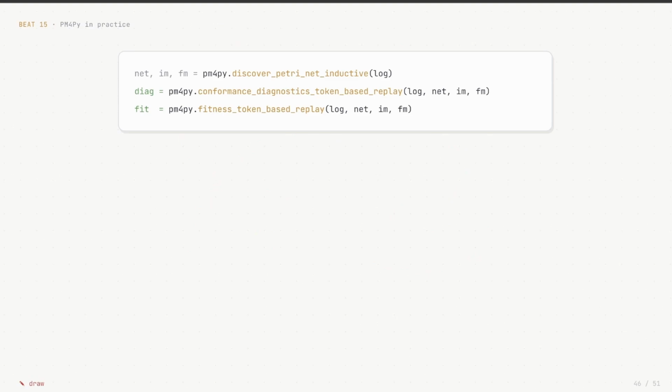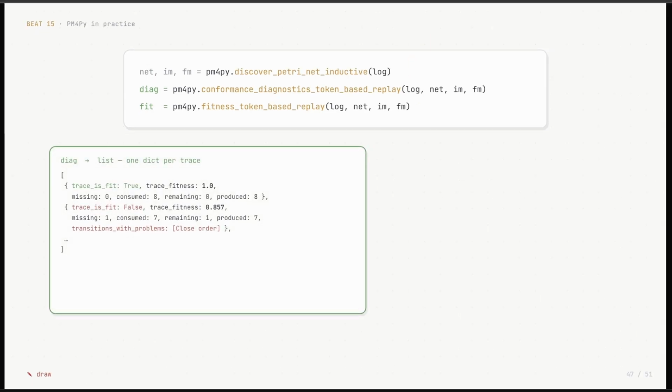Let's look a little bit at code. Here we have the 3 lines of code that are interesting to us. The first one we have already discussed. It's to discover the model. So that one is clear. The second one is conformance diagnostics token-based replay. What's happening here is that you have your log, and each line of your log has your traces. So your traces are nested in your log.